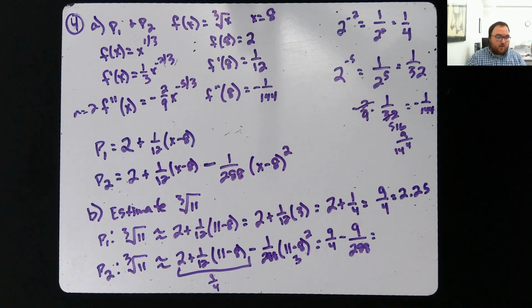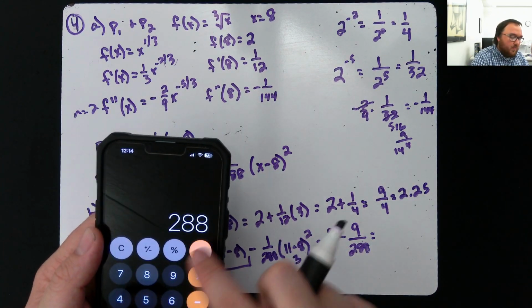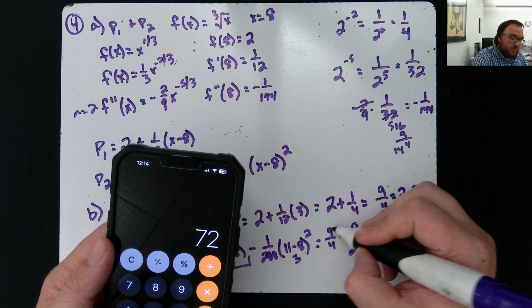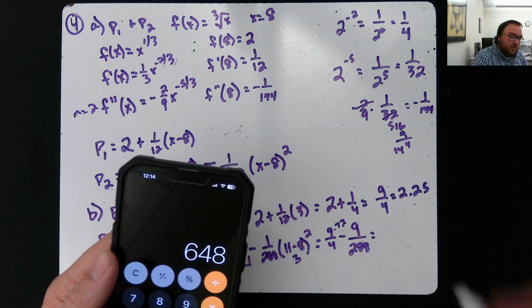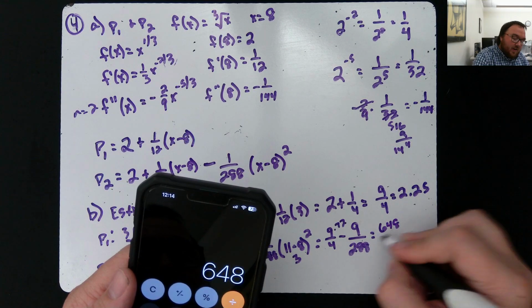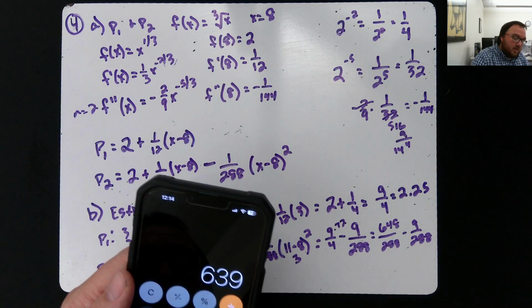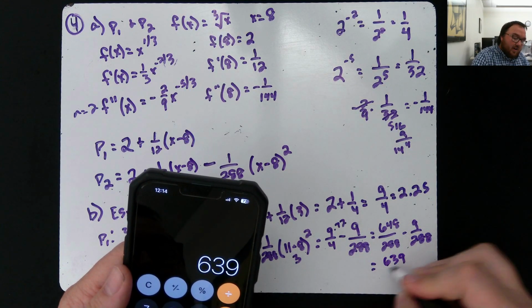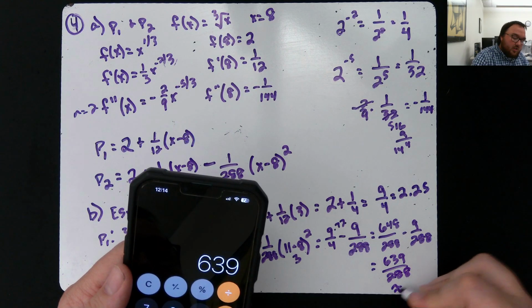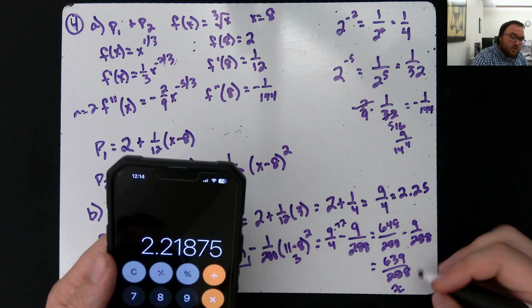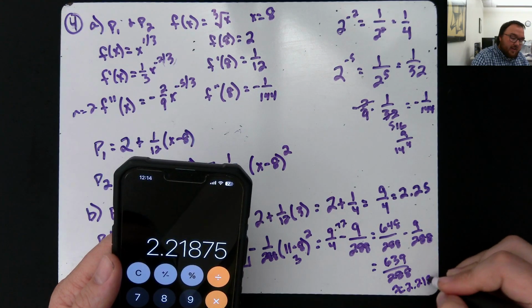Get a common denominator there. I think 288 is divisible by 4. It is. That's so helpful. So to get to 288, I have to do times 72. 9 times 72 is 648. So 648 over 288 minus 9 over 288 is 639 over 288, which, if you divide that, is about 2.21875.